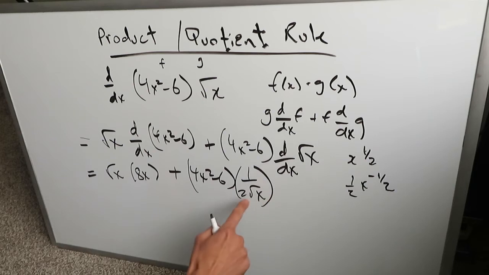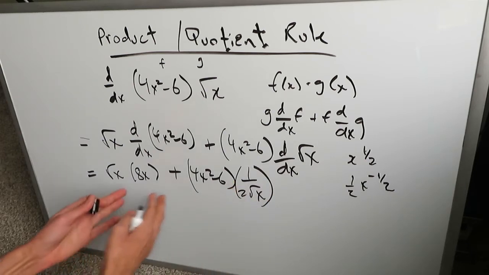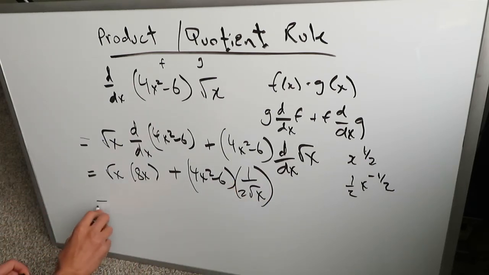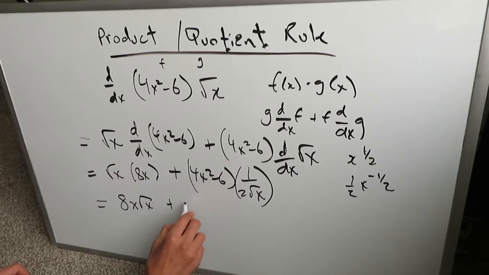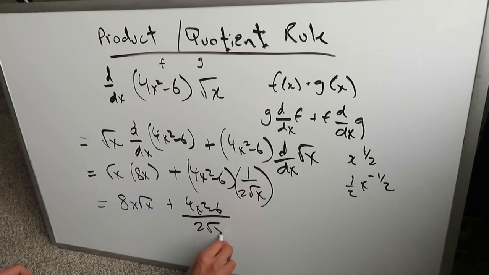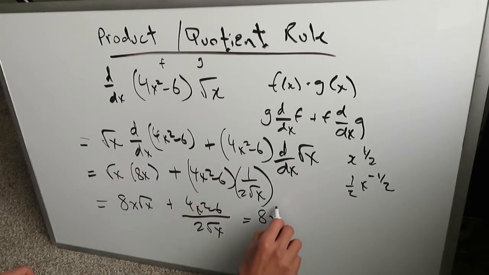When you rewrite this, you look at this format right over here. Now all you have to do is open things up and you can simplify it to the greatest extent as you would want. 8x times root x will give you 8x root x, or you can do 8x to the power of 3 over 2. You can combine these, you don't have to. And then you open this up, you get 4x squared minus 6 over 2 root x. If you want to be a little more fancy, you can simplify the 2's with these even numbers here on the top. You can get 8x to the power of 3 over 2.